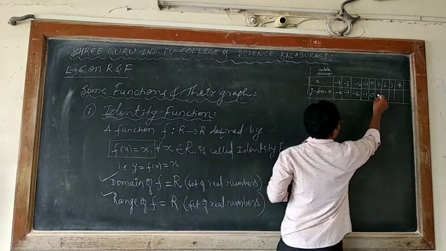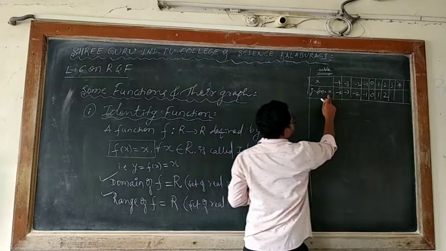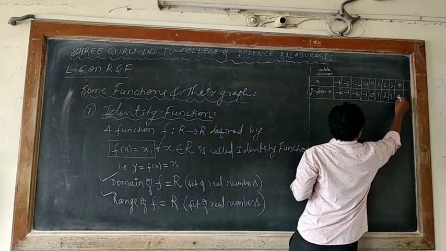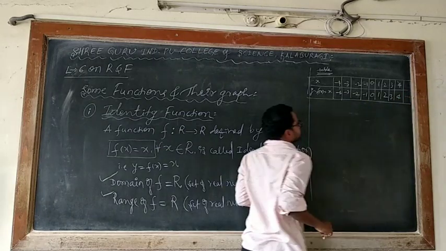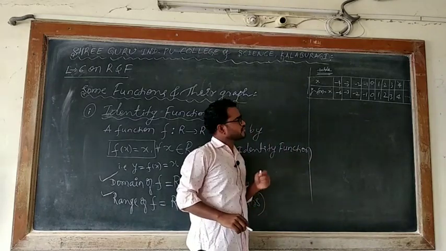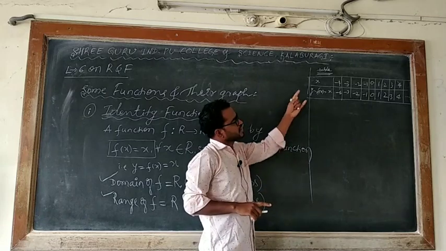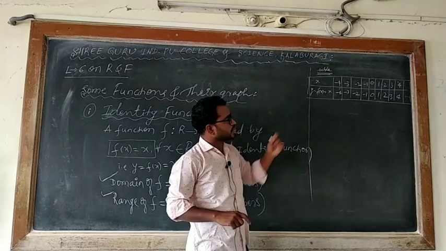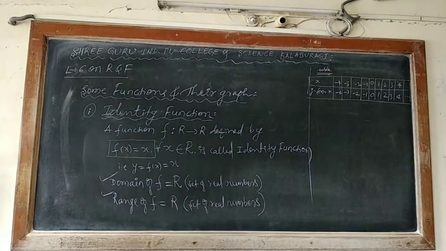X is 1, y is 1. X is 2, y is 2. X is 3, y is 3. X is 4, y is 4. You can take so many, and you will get the same number only. Whatever x value you take, you will get the same value. You can take 0.1, 0.1. X is equal to 0.5, y is equal to 0.5. X is equal to 0.25, y is the same. You take any number, and you will get that number.